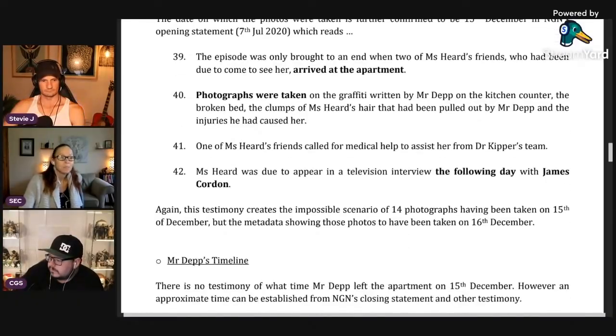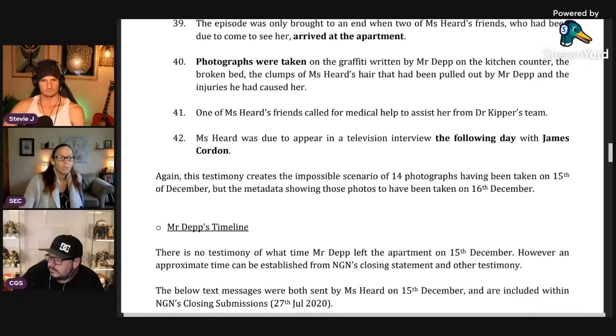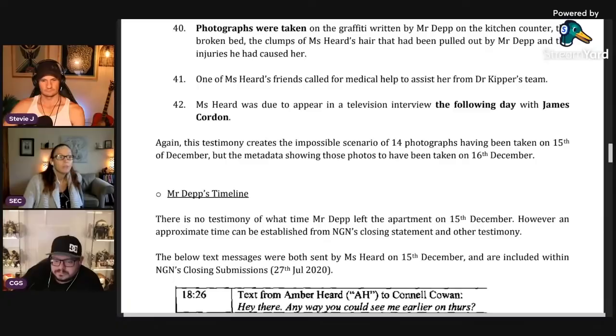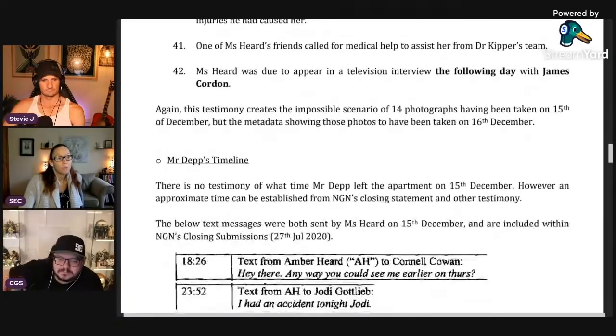Miss Heard was due to appear in a television interview the following day. Again, this testimony creates the impossible scenario of 14 photographs having been taken on the 15th of December, but the metadata showing these photos to have been taken on the 16th of December. Depp's timeline: there is no testimony of what time Mr. Depp left the apartment on December 15th.